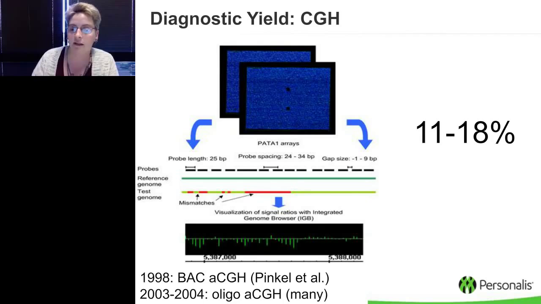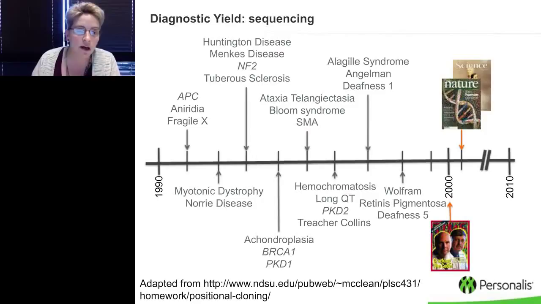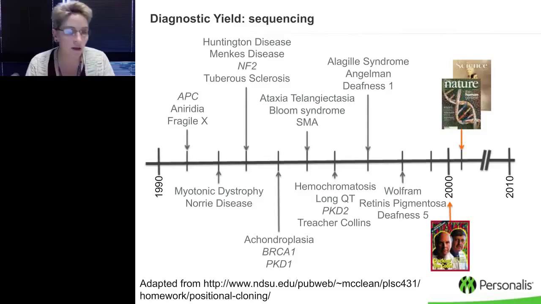Now, while many of these large-scale genomic techniques were being developed, there was also what I often refer to as this sort of golden age of positional cloning. So really, prior to the availability of a reference assembly, we were able to do positional cloning and identify variants in genes leading to very common Mendelian diseases. And this just shows a timeline of the identification of some of these disorders.